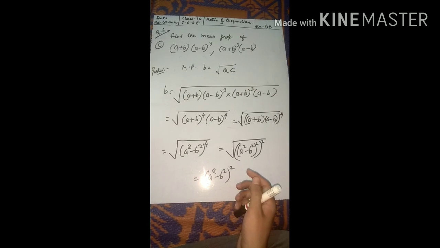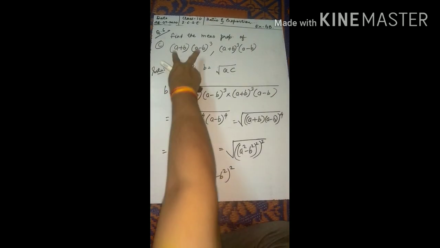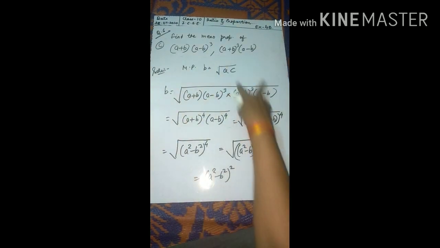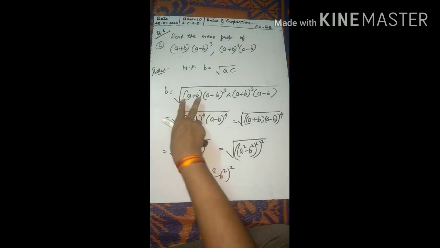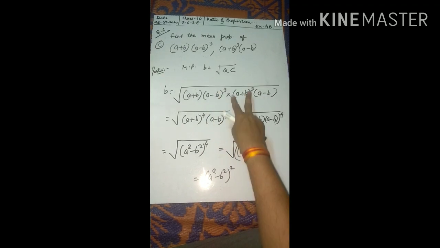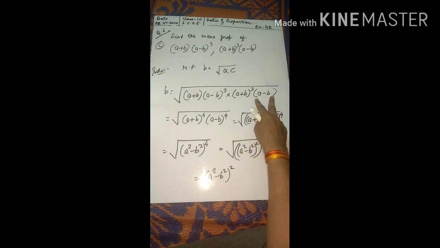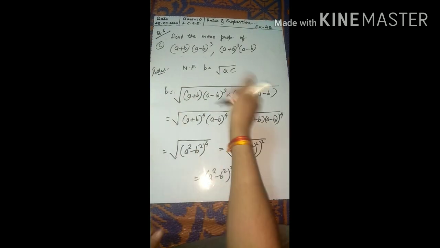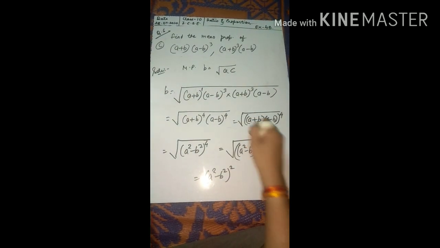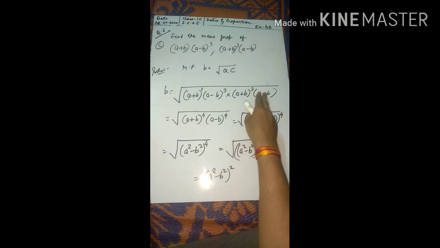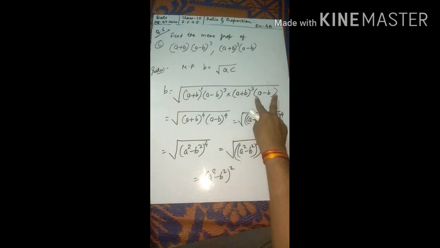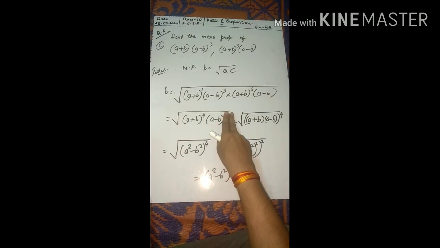The same one we are doing. Find the mean proportion of these two. So b is equal to under root of AC, this is A, and here C. So in this question we have a plus b, a minus b the whole cube, a plus b whole cube, and a minus b. So this a plus b and a plus b the whole cube, their powers will be added by the law of indices. So 1 plus 3 will give you 4. So a plus b to the power 4. Here a minus b whole cube and a minus b will give you a minus b the whole power 4.